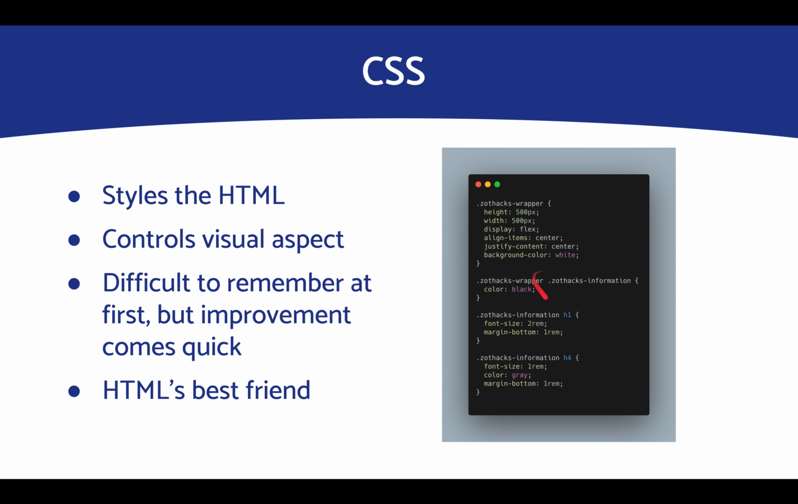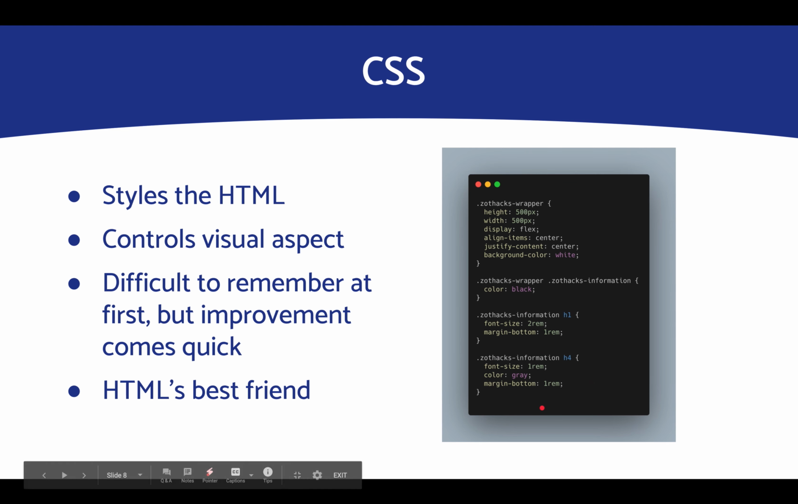We can also show some subclasses, so we can say that the color of the text will be black, and then we can also define the sizing and maybe some different coloring for the different elements in those subclasses. All of these classes are kind of difficult to remember at first, but as you start working with these, you'll be writing a lot of CSS classes, and improvement will come really quick.